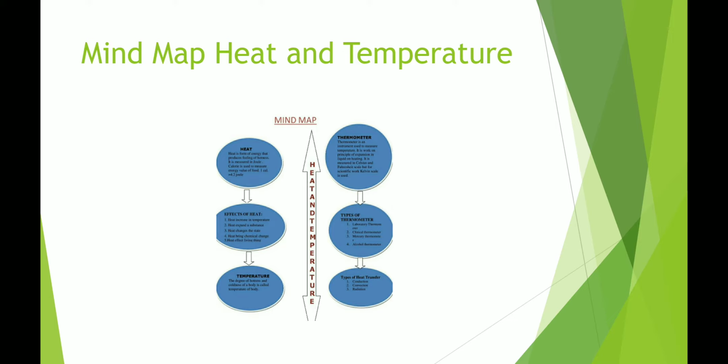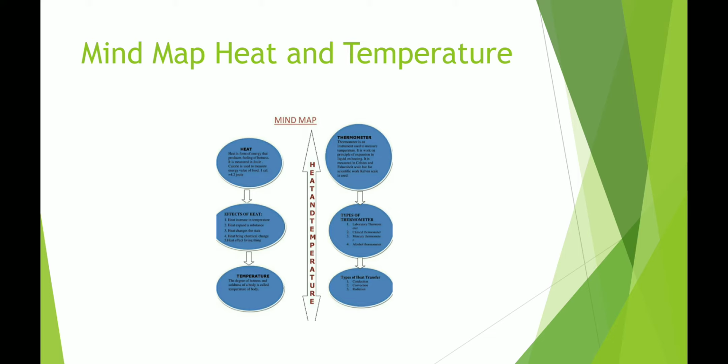Now the effects of heat. What are the effects of heat? Heat increases temperature. Heat expands a substance. Heat changes the state of matter. Heat brings chemical changes. Heat affects living things. Now, next is temperature. The degree of hotness and coolness of a body is called its temperature.